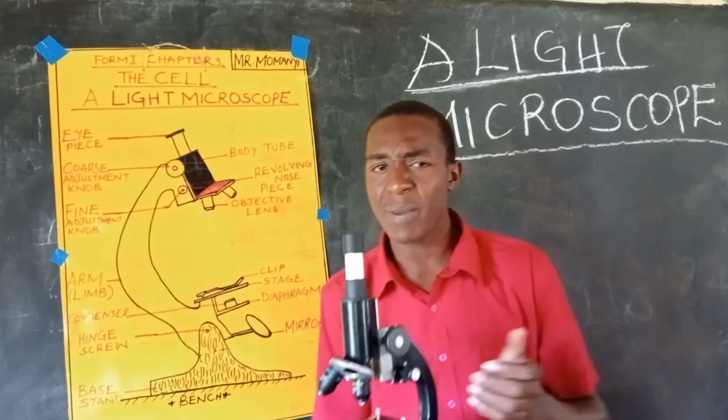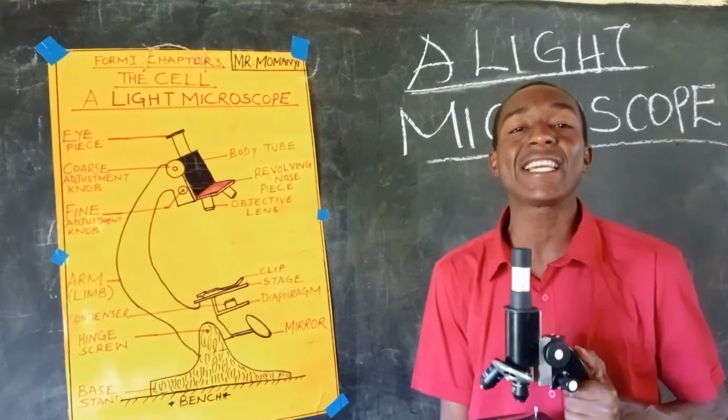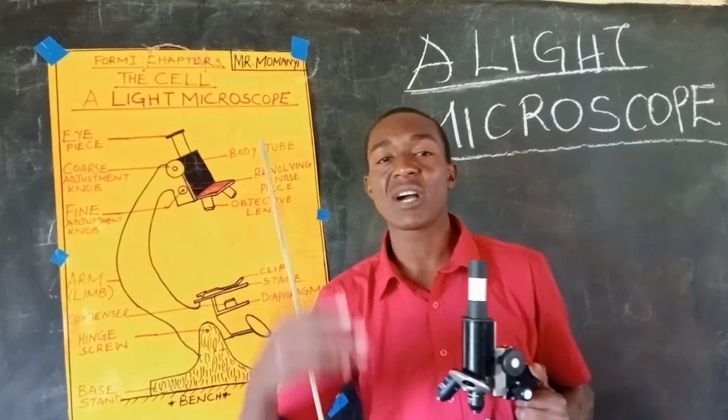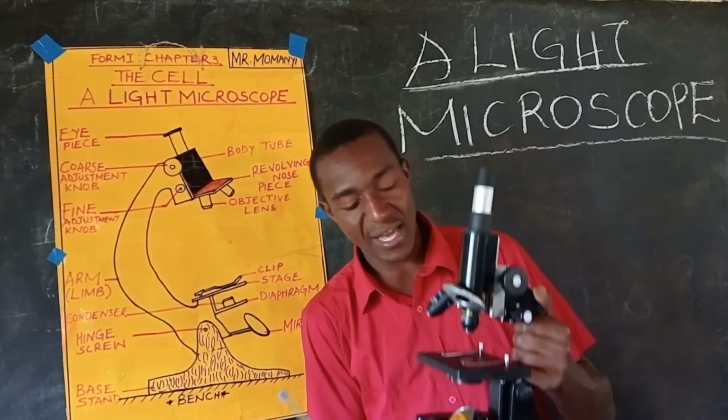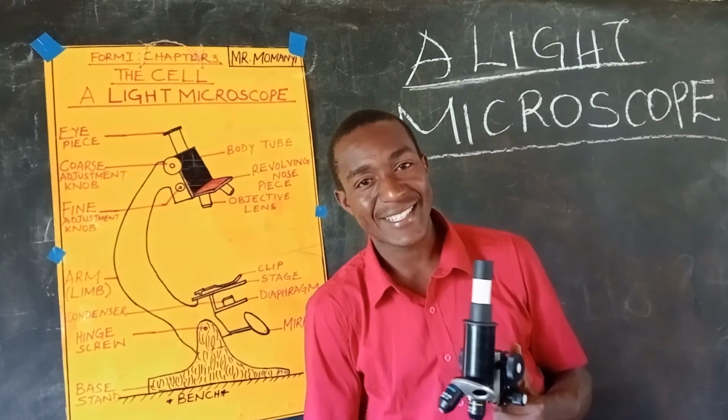We also have another type of microscope which is called an electron microscope. That one we shall talk about later. It is very big and it has more power than this one that uses light.